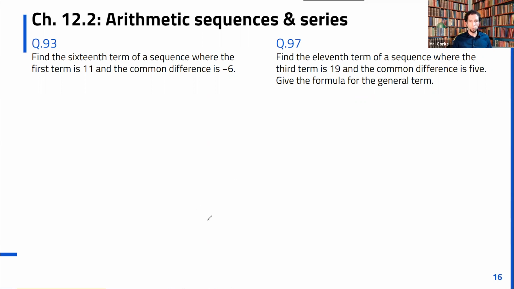All right, I will write out the formula one more time here at the bottom, in case you want to reference that as we're doing these. AN equals A1 plus n minus 1 times D. So the one on the left, we'll figure out the parts that we are given here. What are we told in the question? What information do they give us?